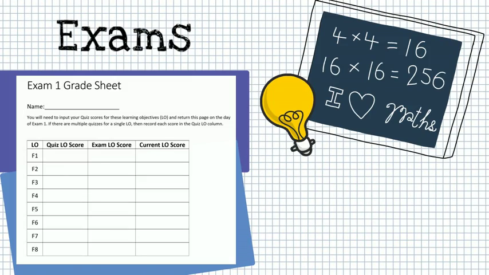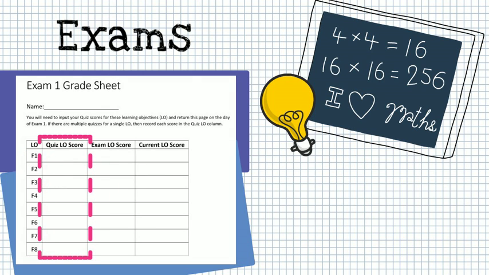This is an example of a grade sheet for exam 1. Notice the first column lists the learning objectives covered on this exam. The second column is where students will write in their current learning objective scores earned on quizzes prior to this exam. Now we can see that this student filled in their scores in column 2, and the grade sheet is ready to be turned in on exam day.